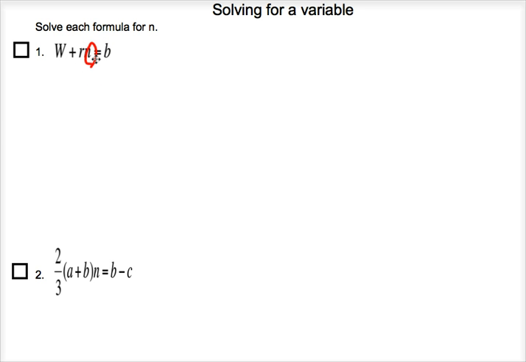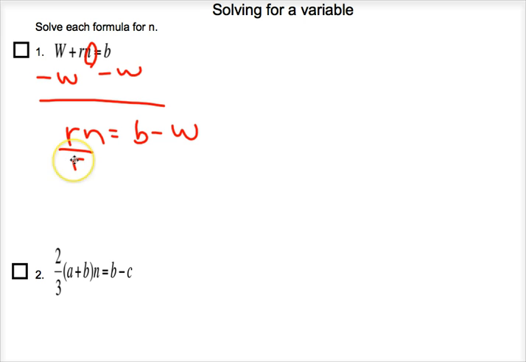So to get rid of w and r, I just work in reverse order of operations. Get rid of the adding and subtracting first. So we're going to get rid of the w. Subtract over the w. That'll leave me with Rn equals b minus w. And then I've got the r next to the n. That implies it's r times n. So we're just going to do the reverse of multiplication and divide over the r.